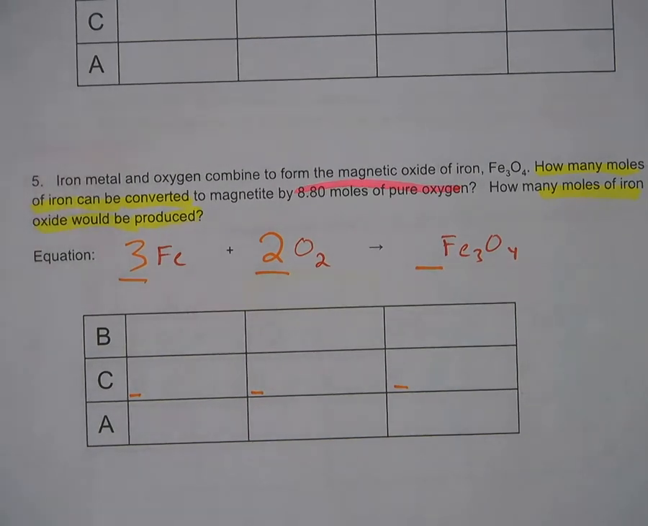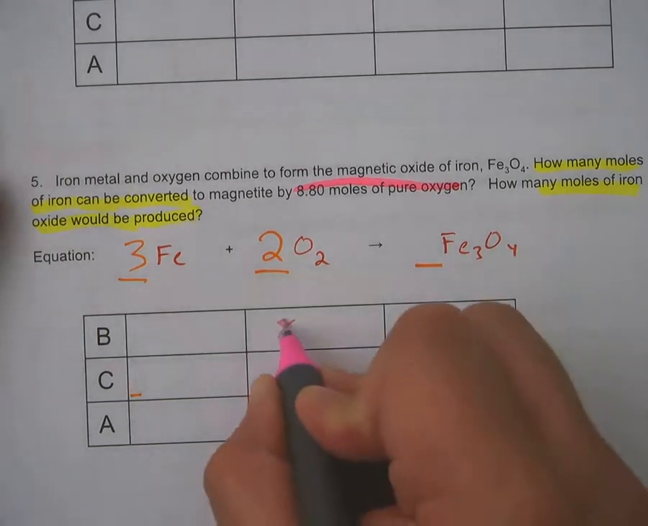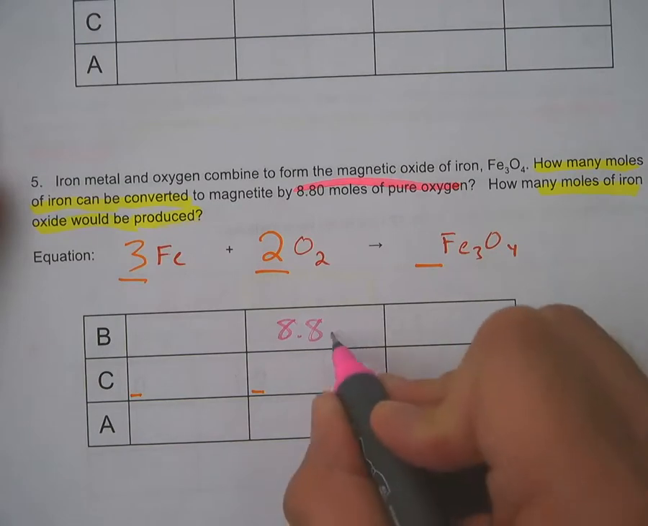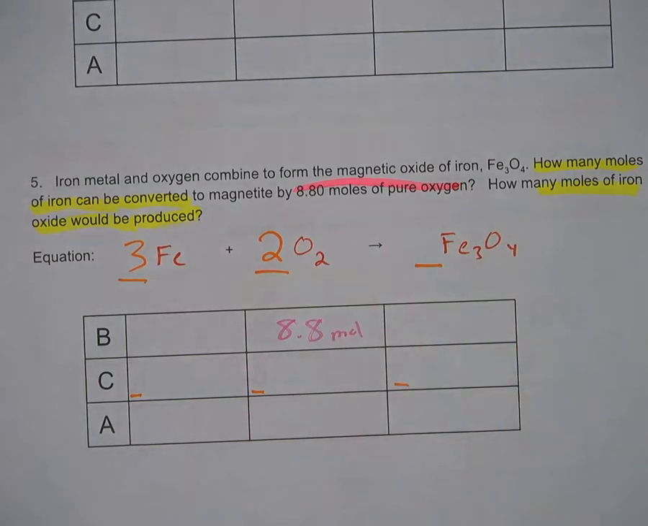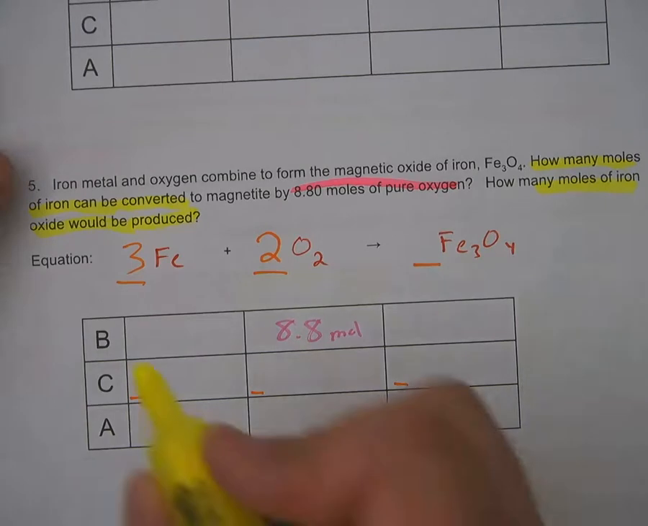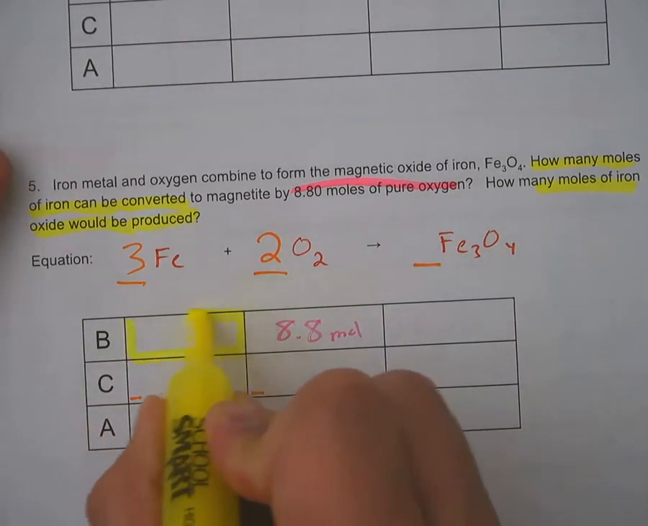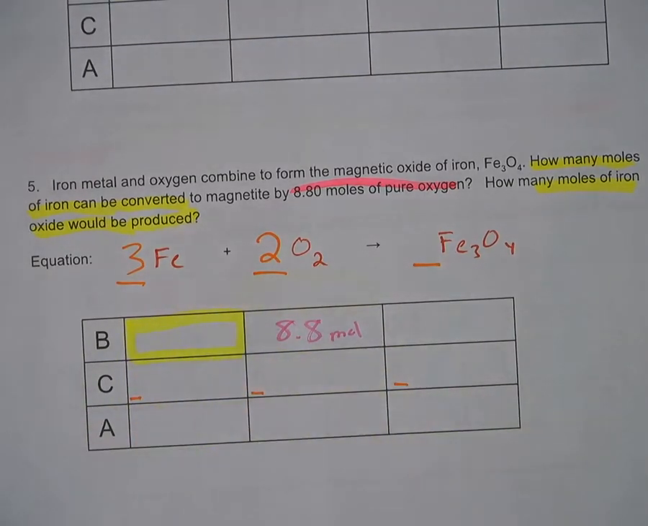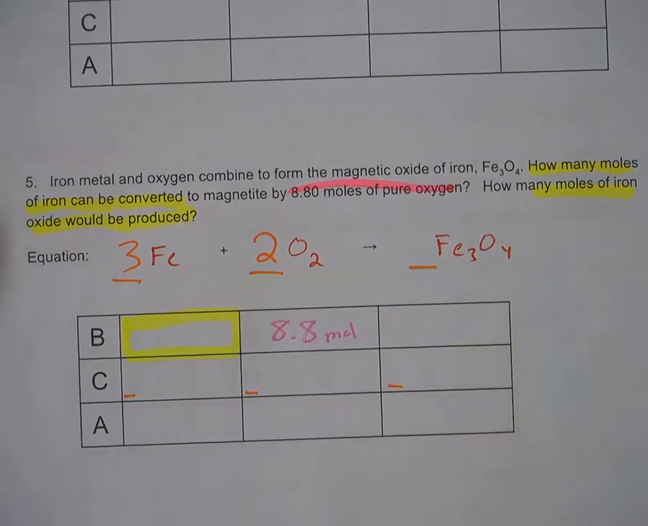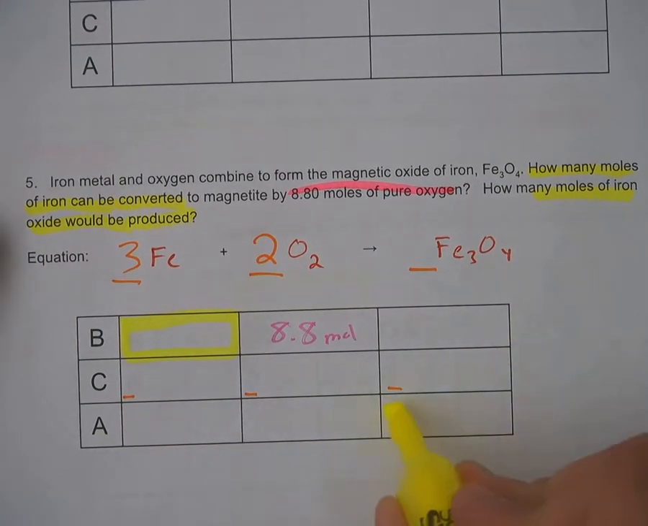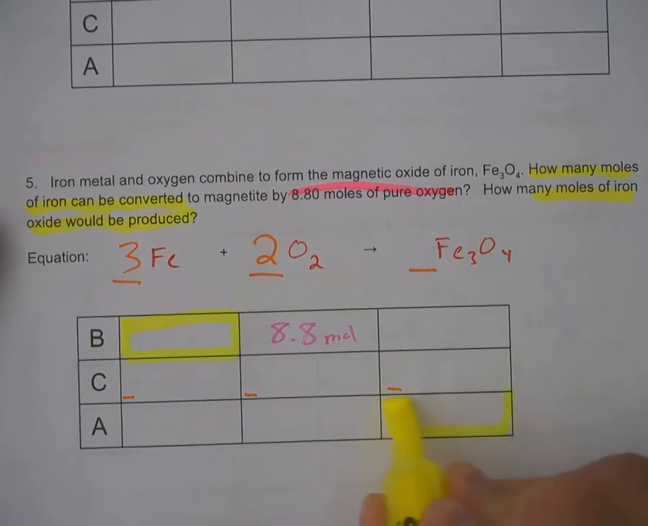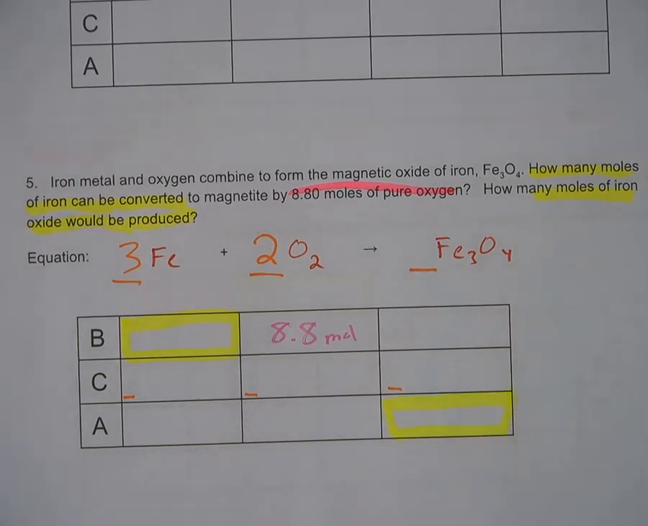Okay, so to use the pink marker again, it looks to me like they're giving us 8.8 moles of pure oxygen. And one of the questions they asked for is how many moles of iron can be converted? That means we want to know how many moles of iron we would have started with. And the second question, how many moles of iron oxide would be produced? So we're going to put another yellow box showing that this is our goal. We want to fill that out there.